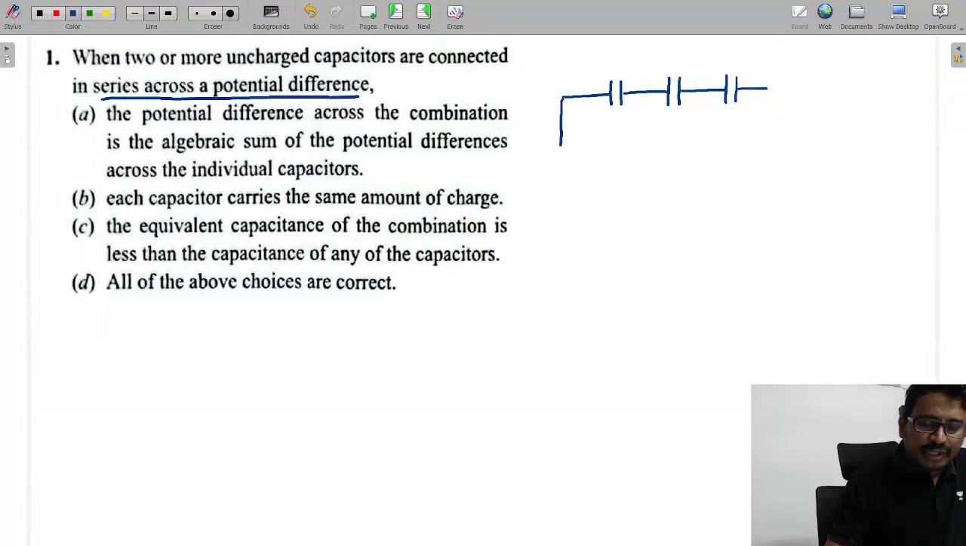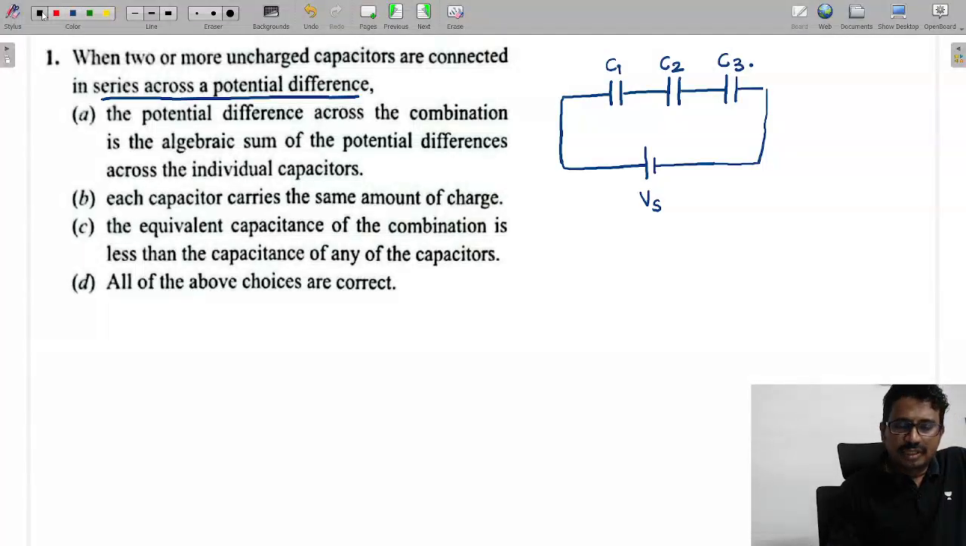If the capacitors have been connected in series across some potential difference, this is some supply voltage, if I call Vs. This capacitance is C1, this capacitance is C2, this capacitance is C3. As we know KVL, this is connected to the positive terminal here. So this will be positive, this is the negative, and this is positive, this is negative, and this is positive, this is negative.